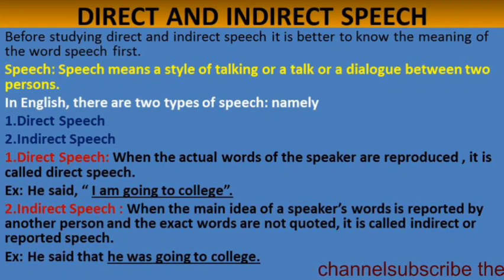Then what is indirect speech? When the main idea of a speaker's words is reported by another person and the exact words are not quoted, it is called indirect or reported speech. Look at the example. He said that he was going to college. In the direct speech, the sentence was in present continuous tense, and in indirect speech, it has become past continuous tense. This is how the changes take place in pronouns, tenses, and words related to time and position. Let's look in detail then.